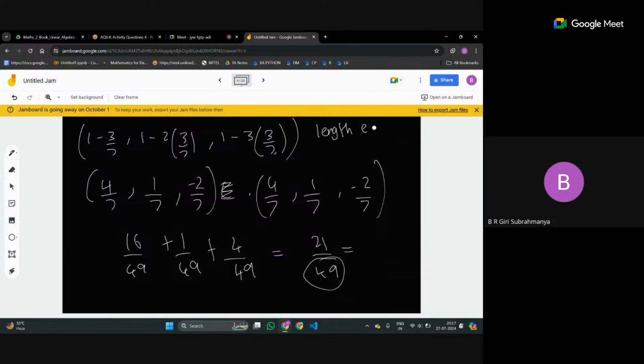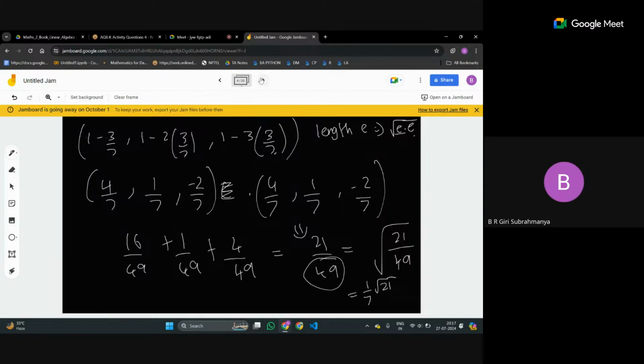Length of vector E will be square root of E dot product E, correct? So this is E dot product E. Now we have to take square root. So it's going to be square root of 21 by 49. Since this is length, it will be positive. So we can say 1 by 7 of root 21. Okay, so this is your length.